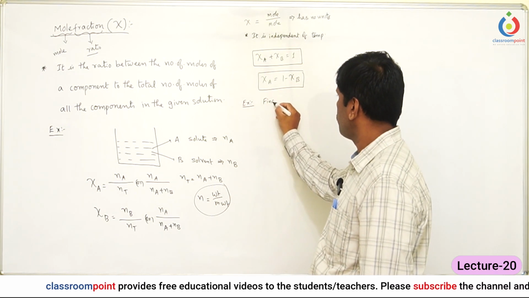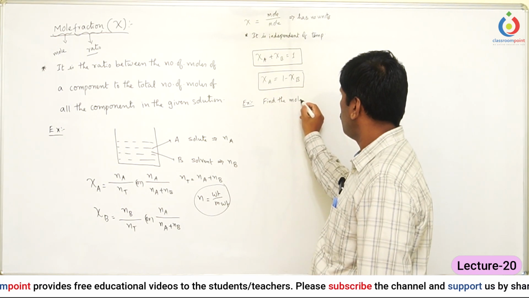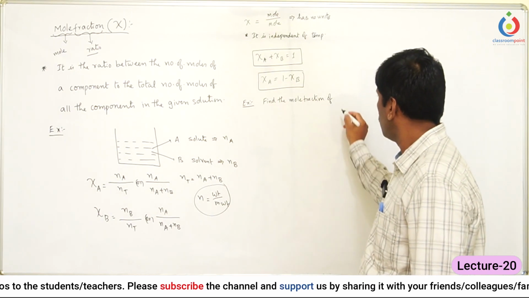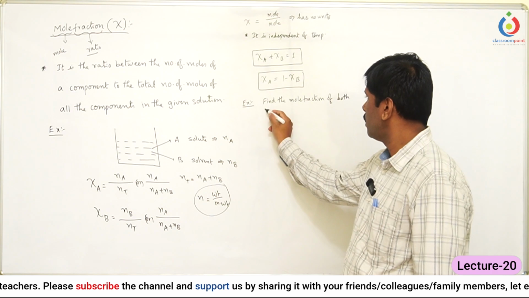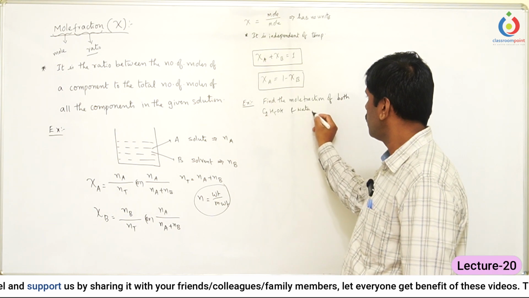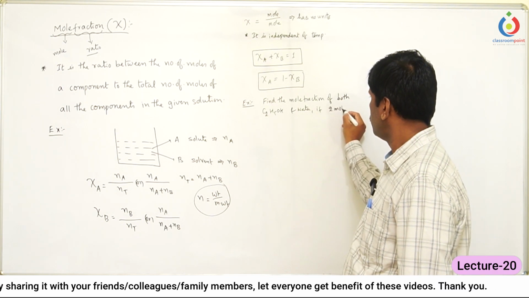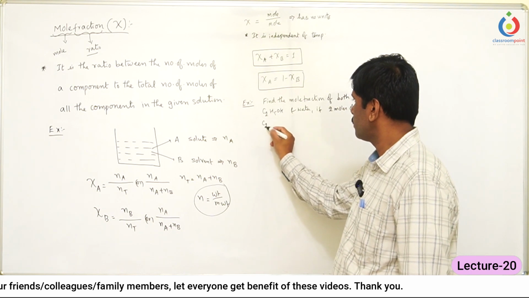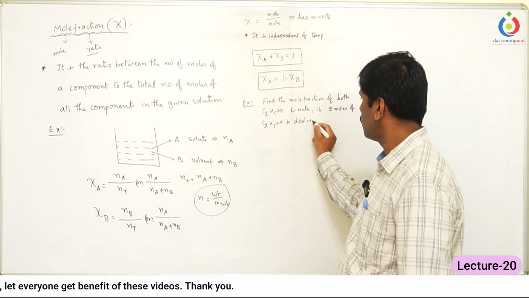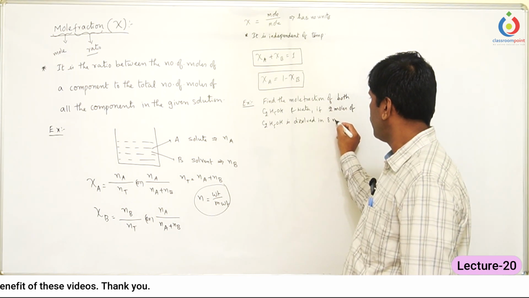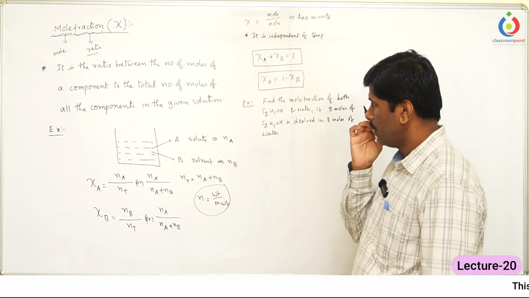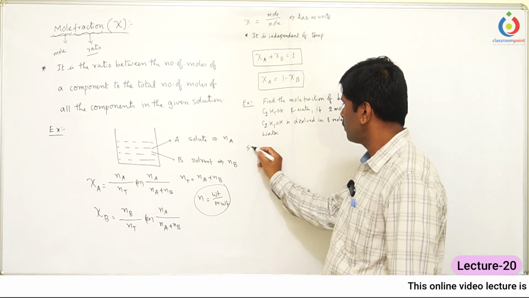Find the mole fraction of both C2H5OH and water if 2 moles of ethyl alcohol is dissolved in 8 moles of water. So here we can solve the question.